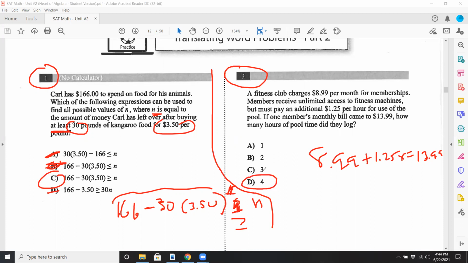If I translated that, right? That's why I translate. I made an equation, solve for x. 1.25x will equal 5. Divide by 1.25. You should get 4. But you just translate it.